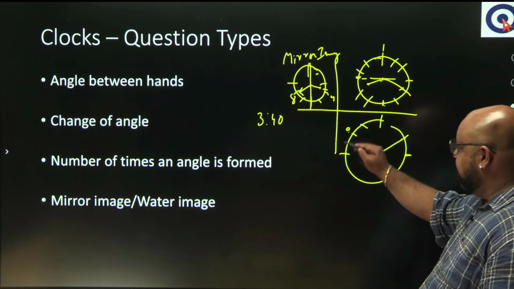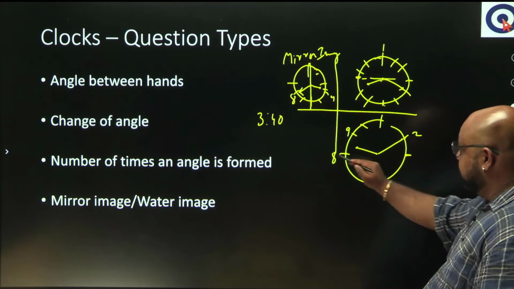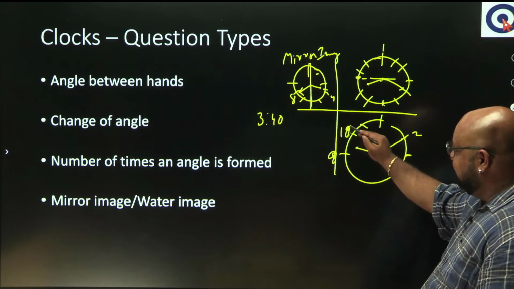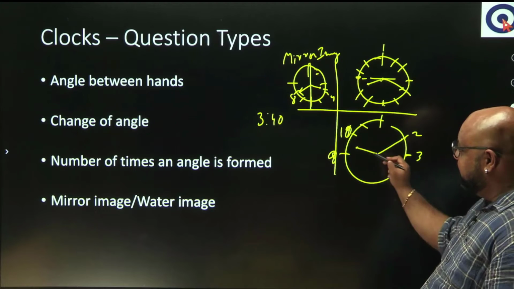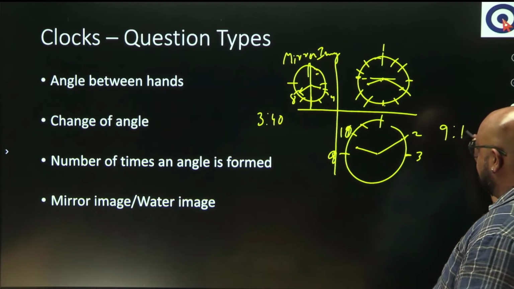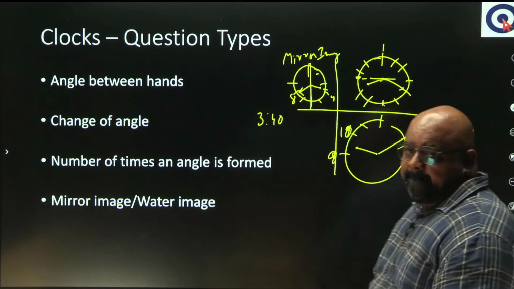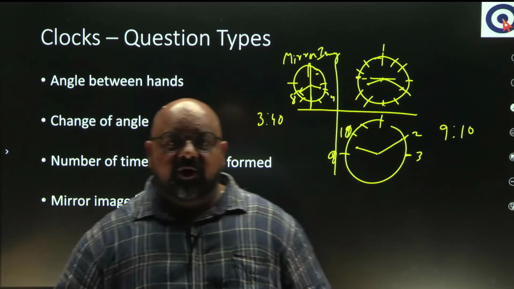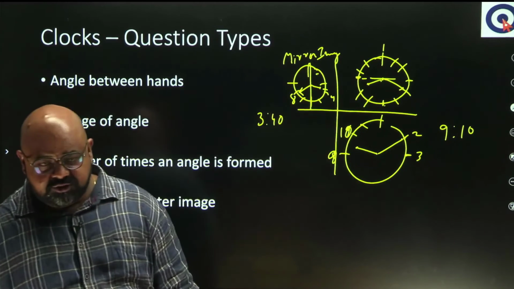So this becomes 9, 8, this is 2, sorry, this is 9, this is 8, this is 10, this is 2, this is 3. So the time becomes 9:10. Right? The water image and the mirror image.